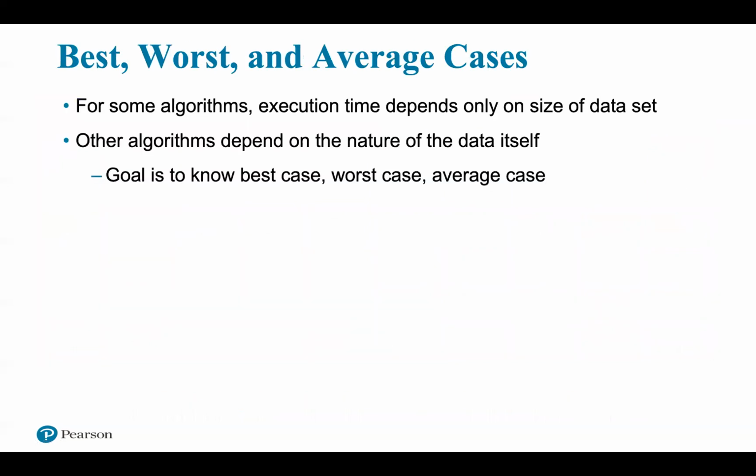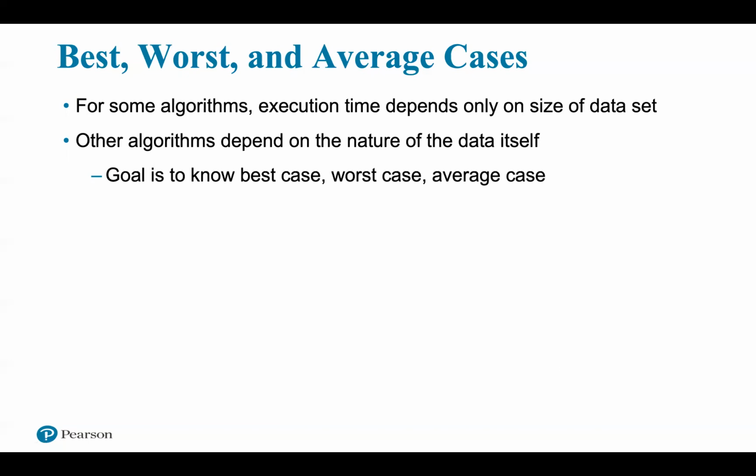So for some algorithms, execution time depends only on the size of the data set. Other algorithms, it depends on the nature of the data itself. So for some algorithms that operate on a data set, execution time depends only on the size of the data set. For example, the time needed to find the smallest integer in an array of integers depends only on the number of integers, not on the integers themselves.